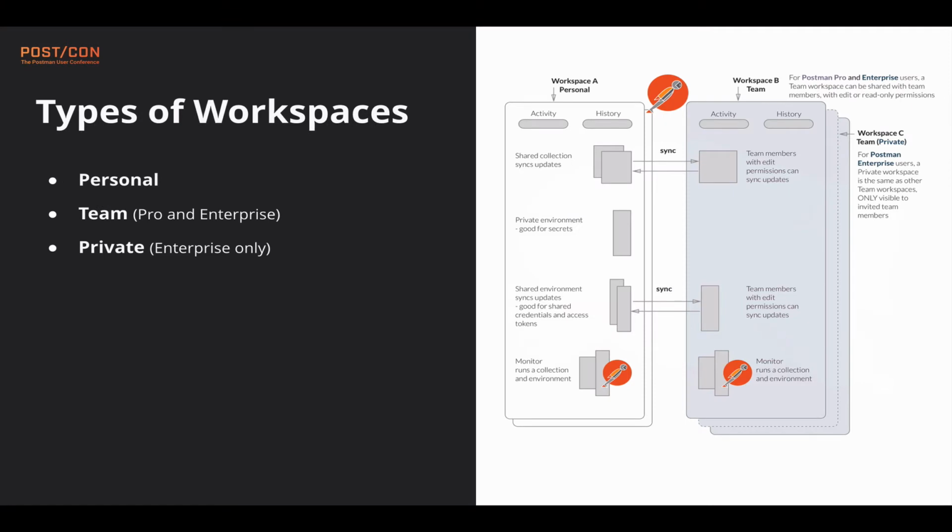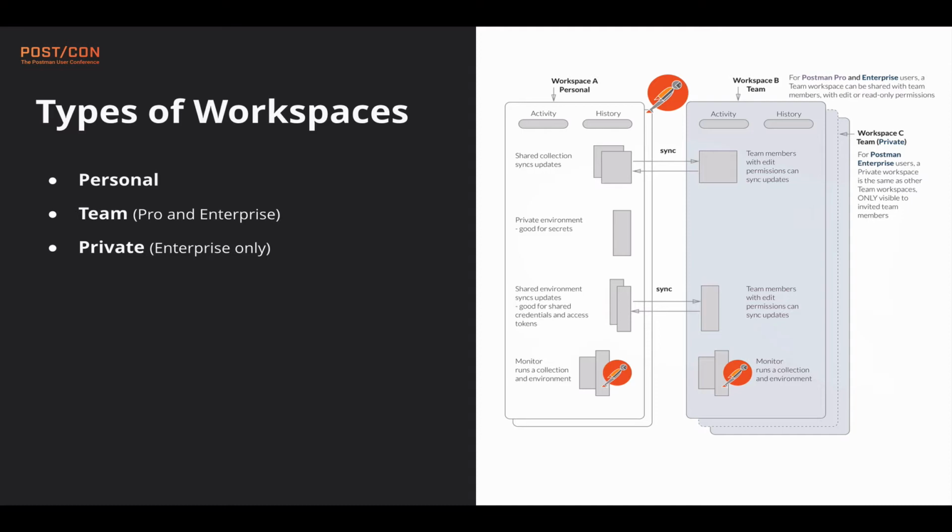There's a few different types of workspaces. Everyone has access to personal workspaces. So if you're working with collections in your sidebar and it gets a little bit too cluttered, you have the ability to create personal workspaces to organize your work. For Postman Pro and Enterprise users, there's also the idea of a team workspace. These are workspaces where you can share collections, environments and all those other elements, and it's meant for collaborative work.